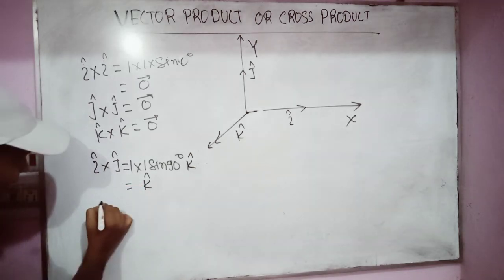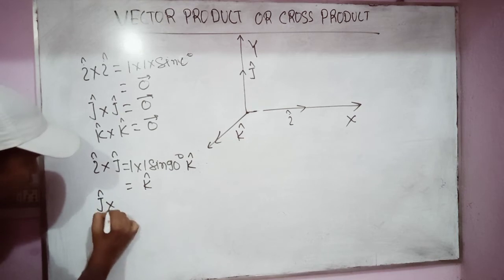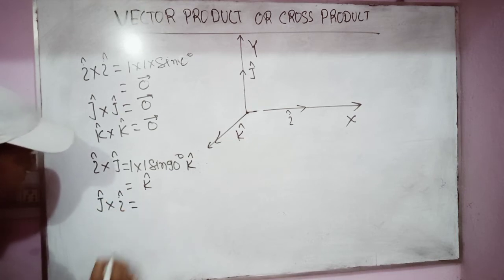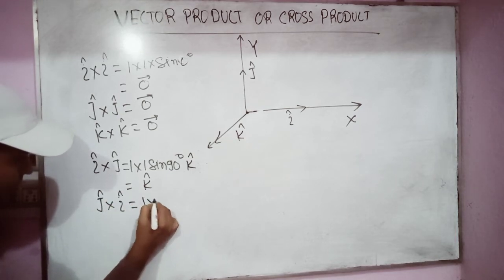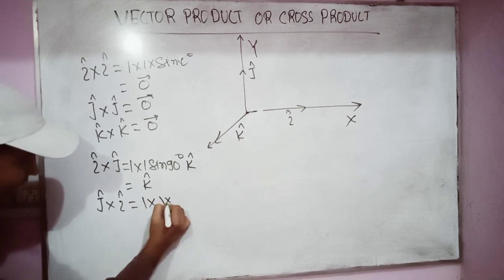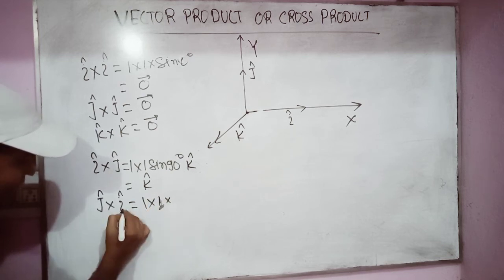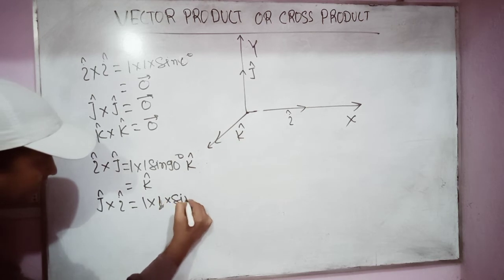Now what is the vector j cap cross i cap? This j cap has magnitude 1, i cap has magnitude 1, and the angle between j cap and i cap is 90 degrees, sin 90.